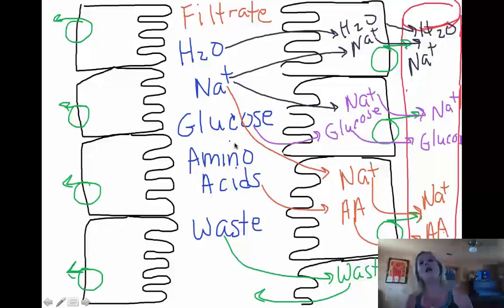Now, by the time the filtrate leaves the proximal convoluted tubule, if everything is healthy, we'll have absorbed 100% of all of the glucose that was originally filtered and 100% of all of the amino acids that were originally filtered, so that you should not have any glucose in the urine whatsoever in a healthy person. So that means if we do a dipstick test and look at glucose levels in the urine, it should be 0.